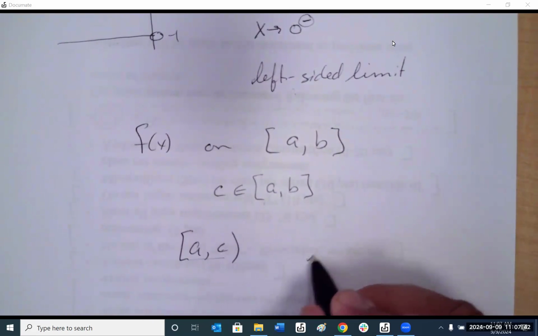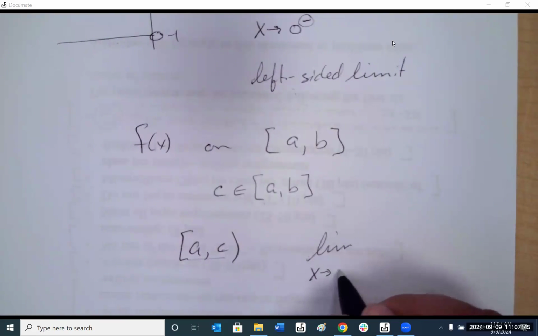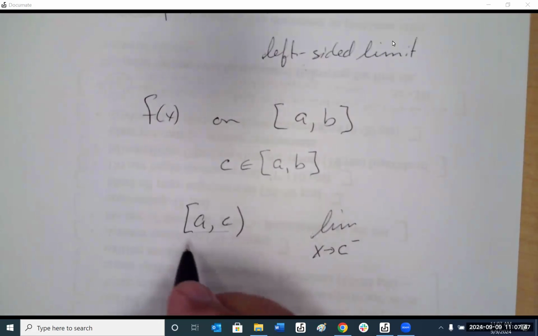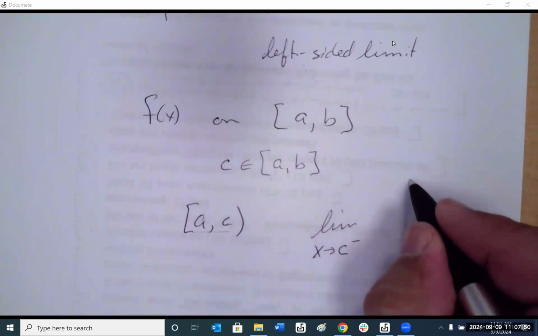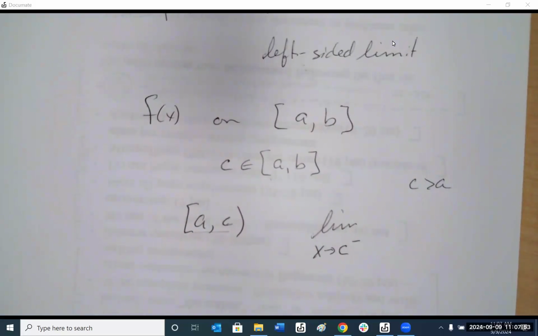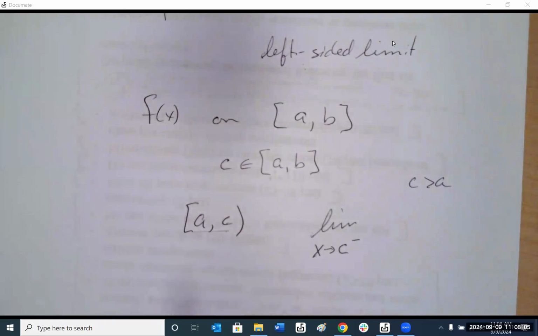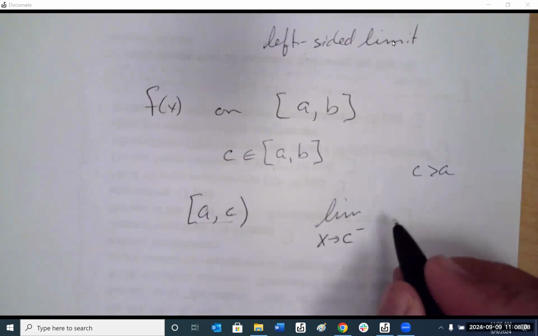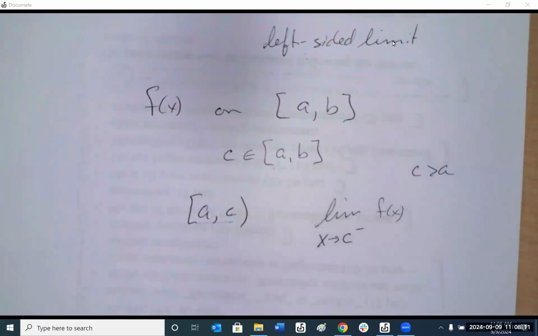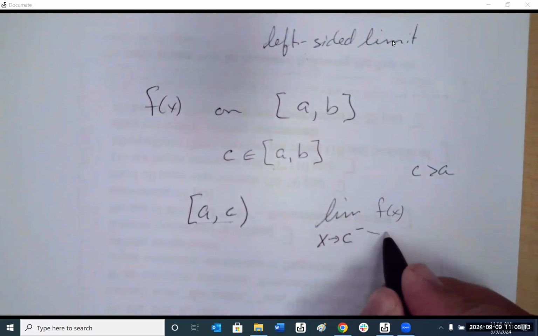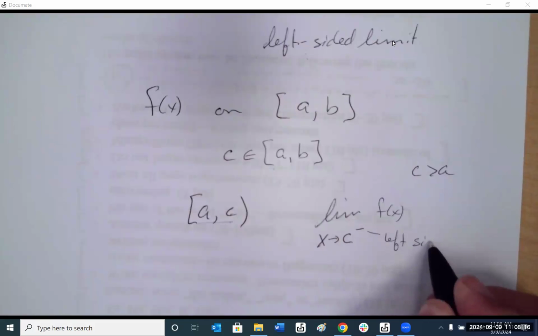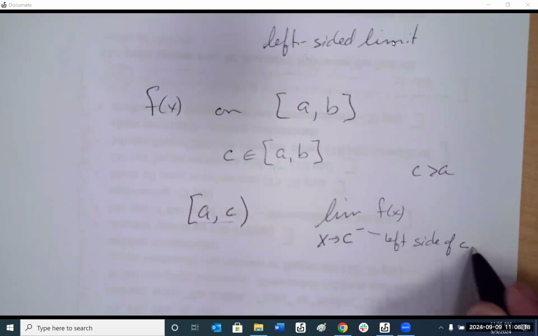So that's how we would write x approaches c from the left. And a could be positive, and c, in this case, is greater than a. It depends on what a and b are, because if a and b are both positive numbers, then c has to be a positive number because it's in that domain. It simply means that I'm approaching c from the left. That's all it says. That just says left side of c.